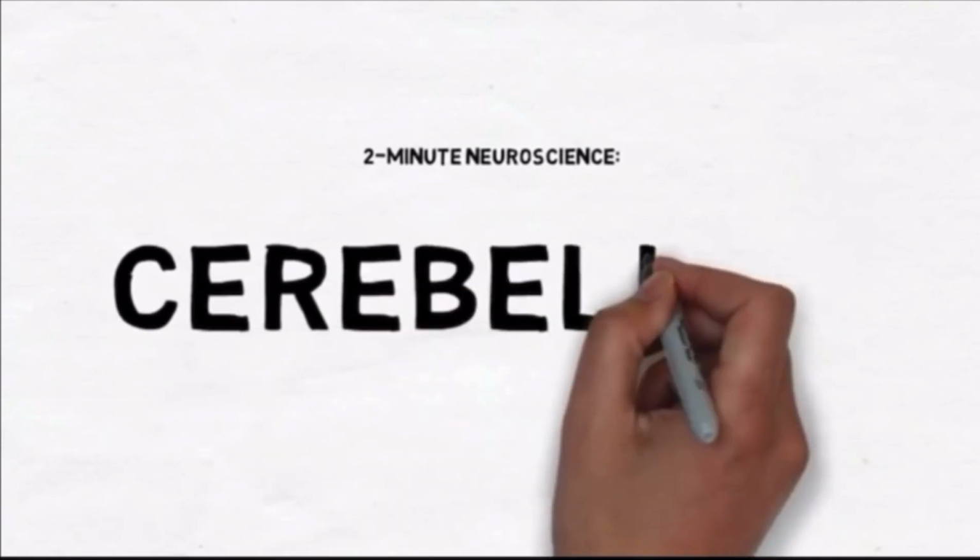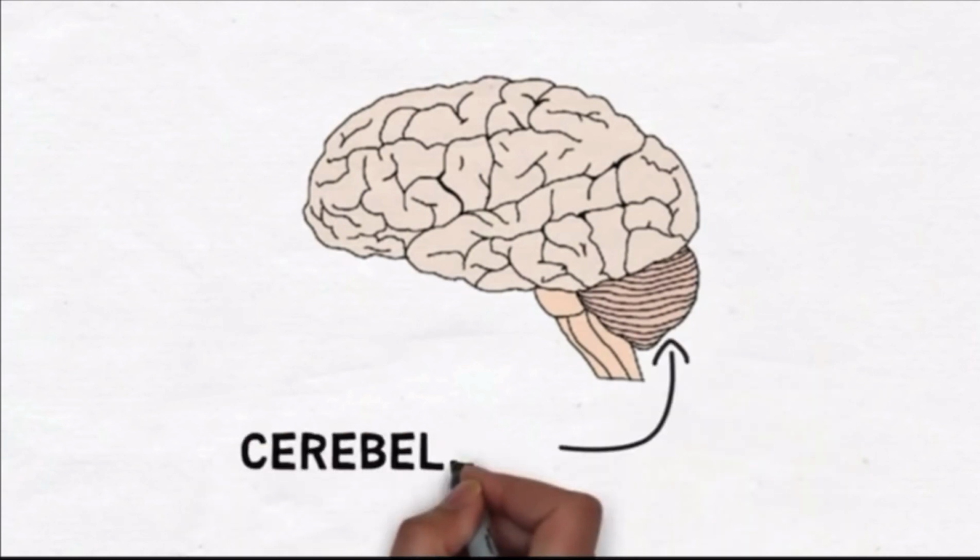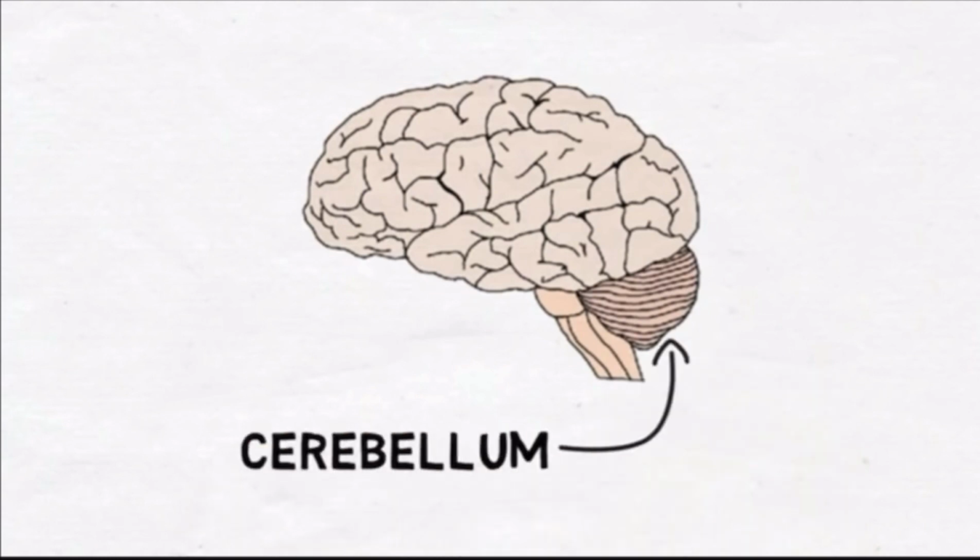In this installment, I will discuss the cerebellum. Cerebellum is Latin for little brain, and the cerebellum does look like a miniature version of the brain as it protrudes from under the posterior and inferior region of the cerebral cortex. Although the cerebellum has many functions, it is primarily associated with movement.